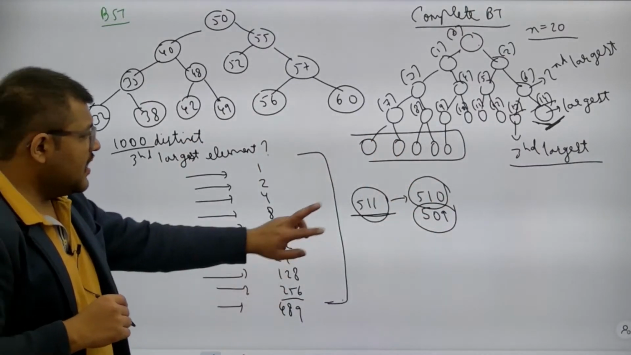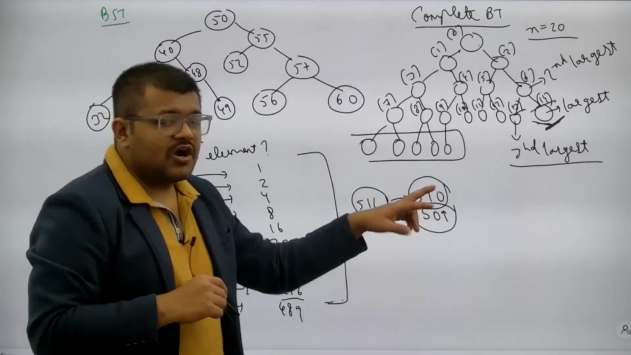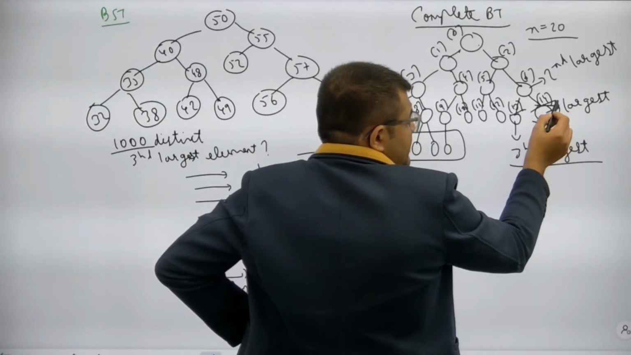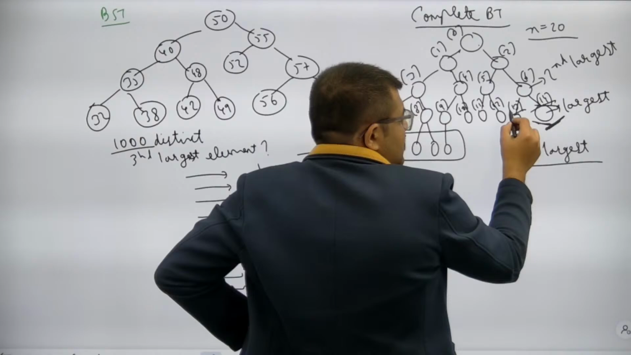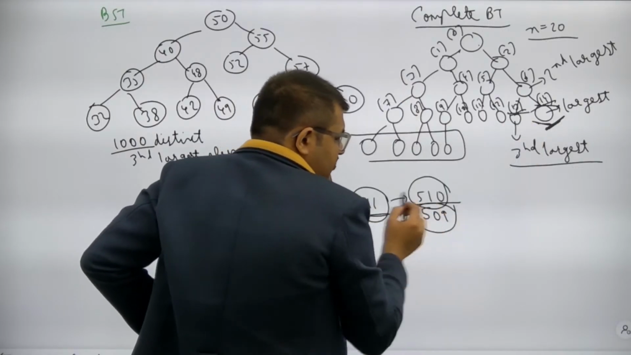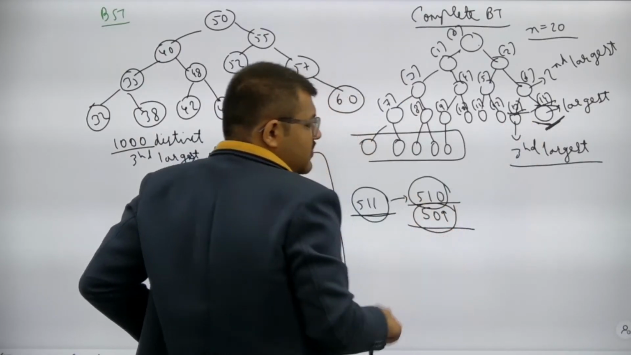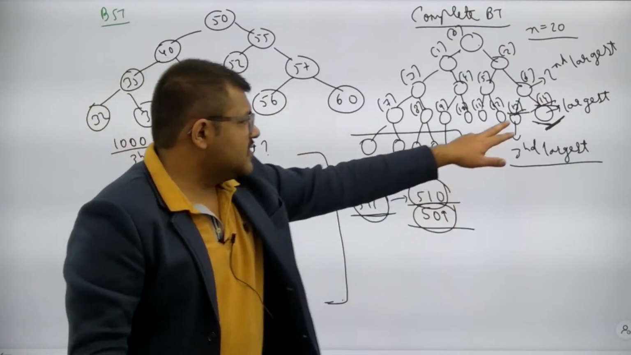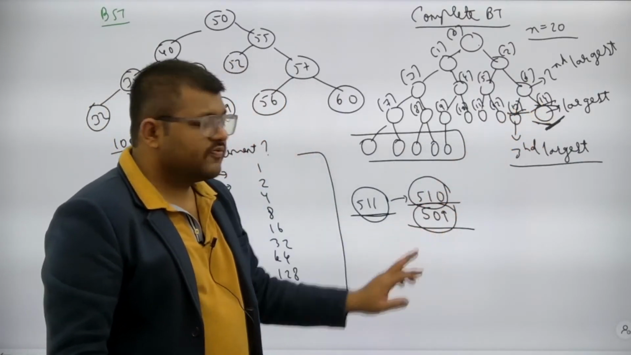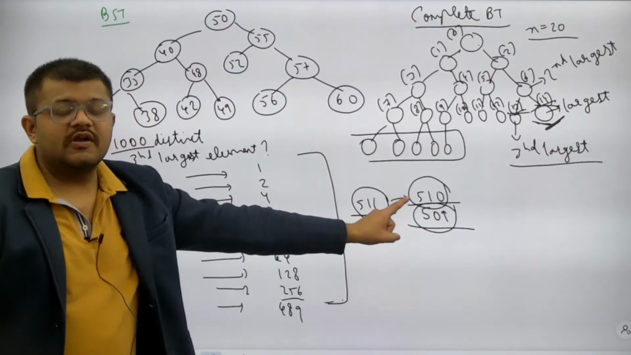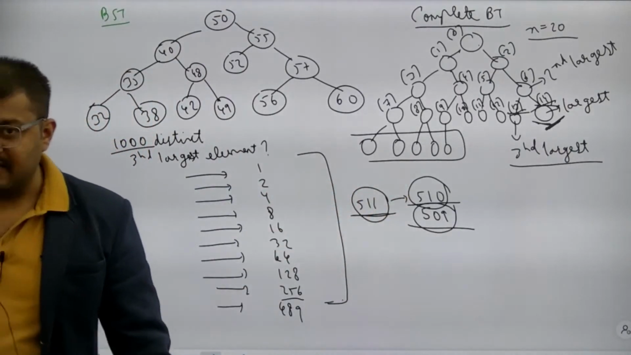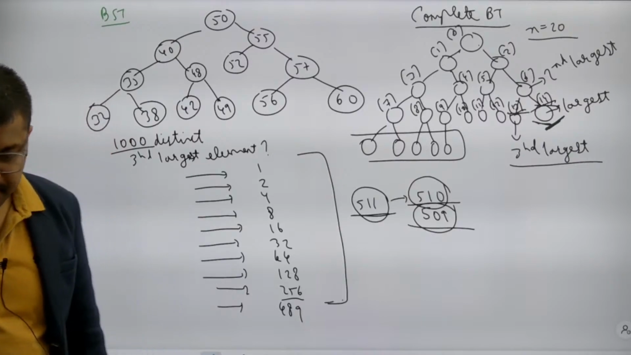Okay, and we want third largest. Now you see here, largest was at 14 index, third largest was at 13 index. Here the largest is at 510 index, so the third largest would be at 509 index. Like how here one index was less, here also one index would be less, so the third largest element is at 509. Now is it clear?